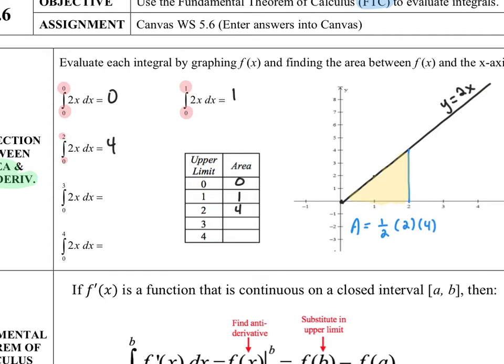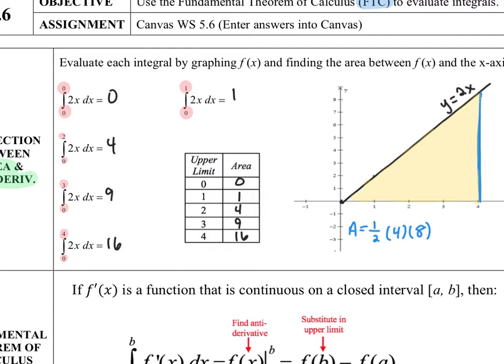The next integral takes my limits from 0 to 3. The triangle has a base of 3, a height of 6, an area of 9, and therefore that integral value will just be a 9. Our last integral is going to take that upper limit to a 4. This triangle will have a base of 4, a height of 8, an area of half of 4 is 2 times 8 is 16. My integral value is a 16.